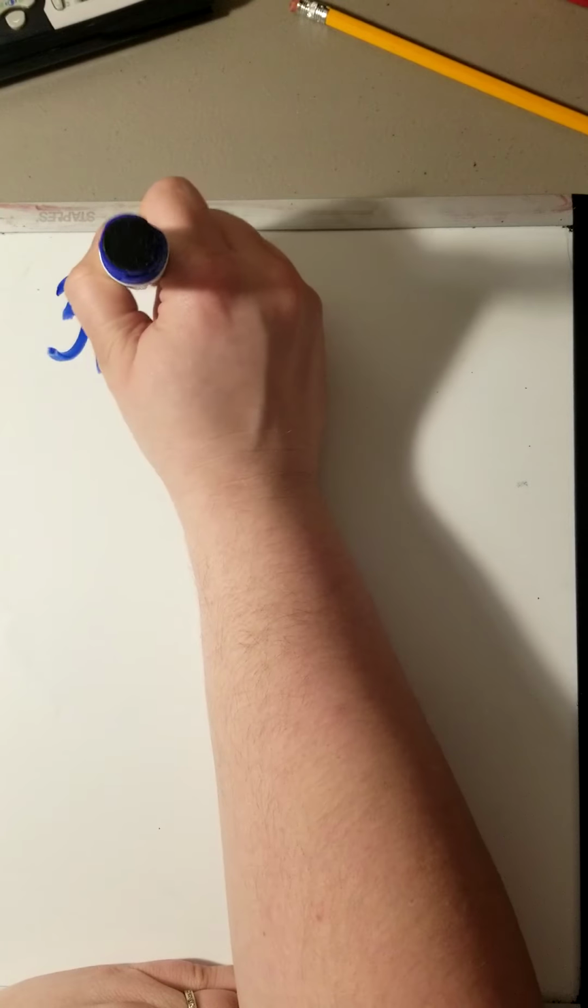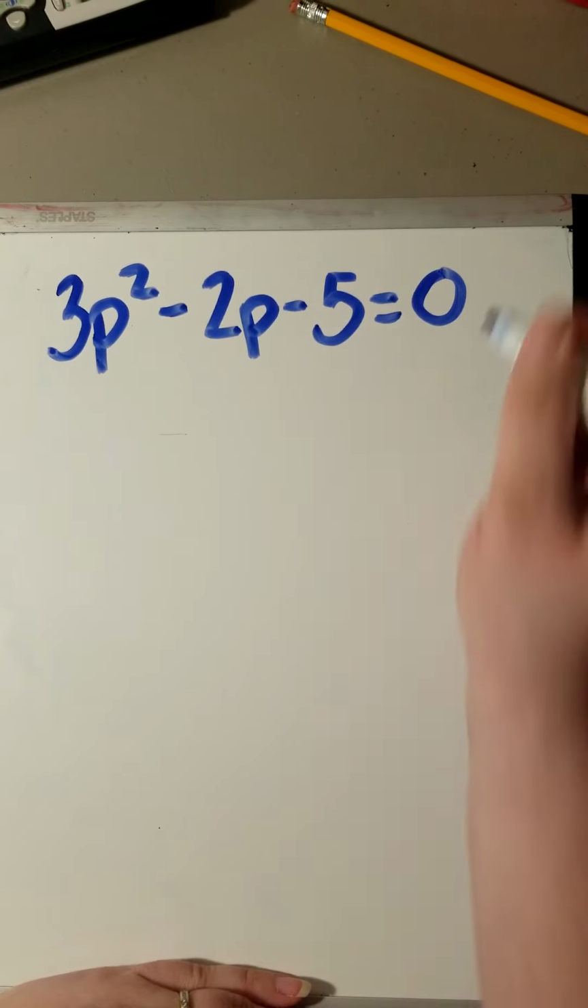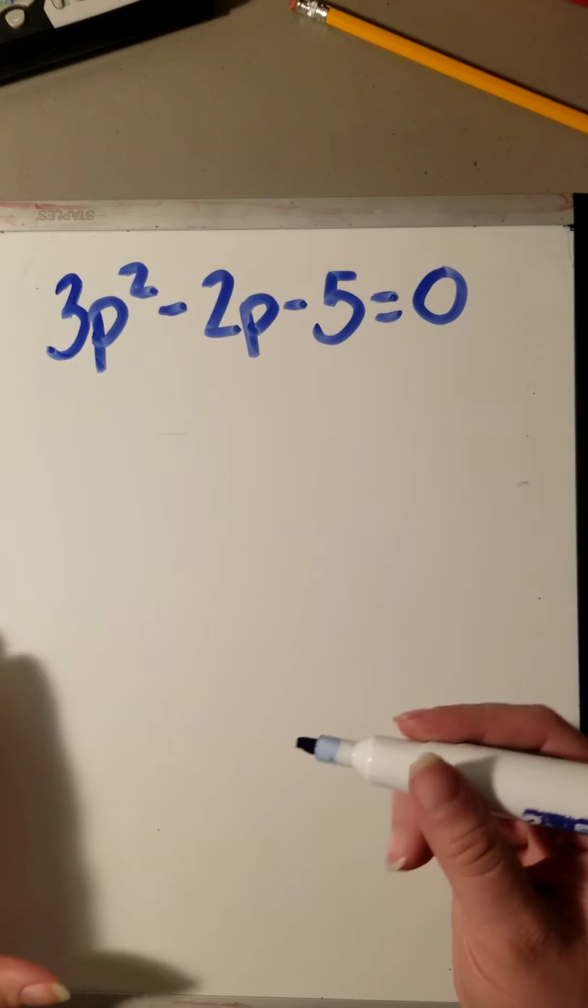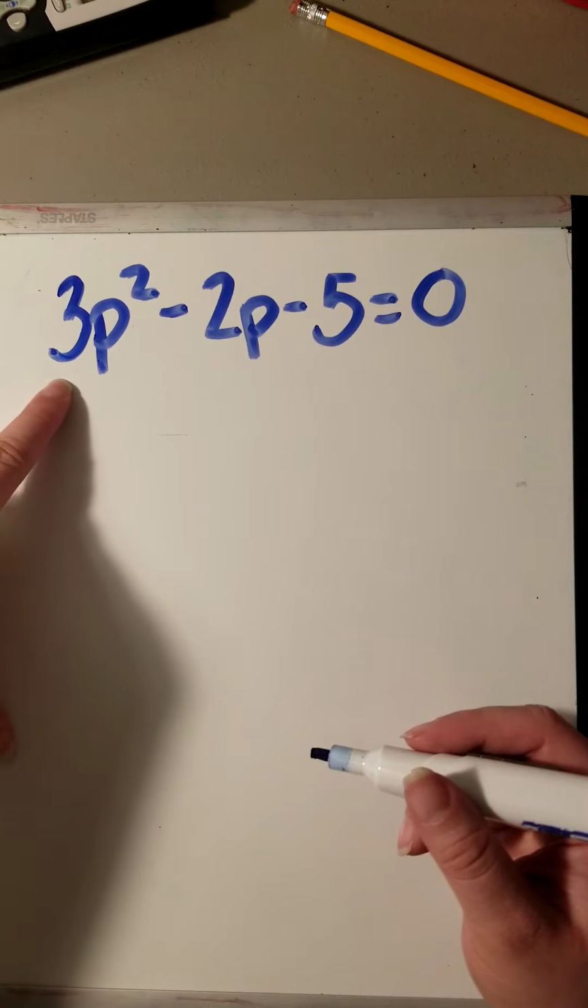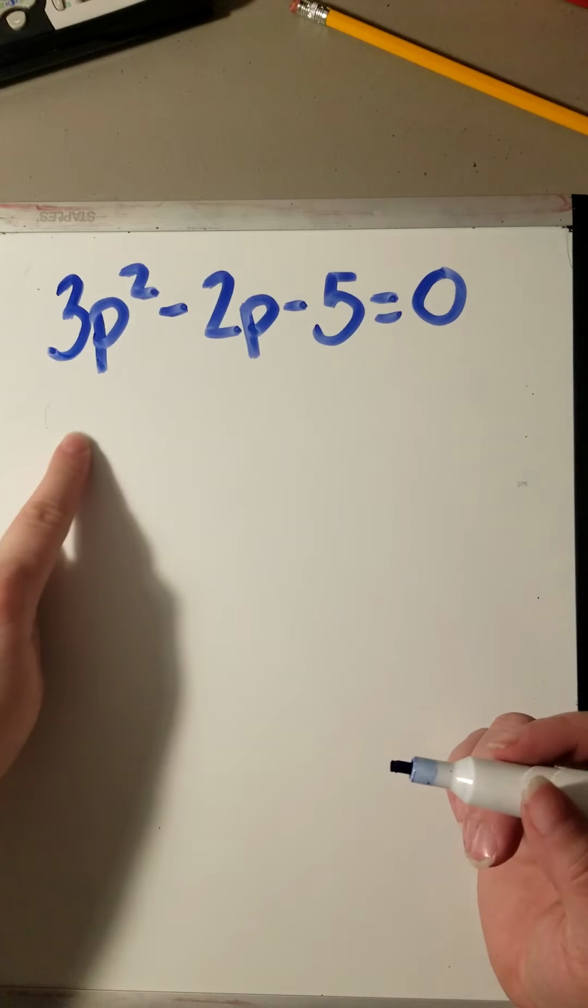So, for example, if we have something like 3p squared minus 2p minus 5 equals 0. Now, we've talked about before how you can use factoring when you've got binomials and use the box method when you're taking binomials and multiplying them together. If I wanted to, I could kind of reverse that process to find out what this would become.